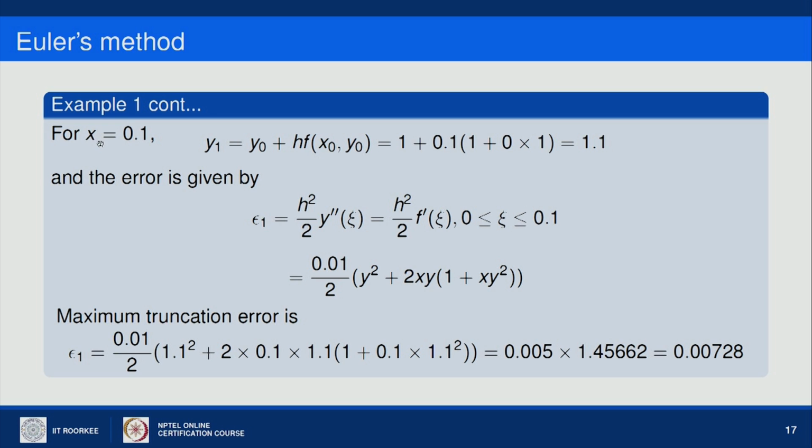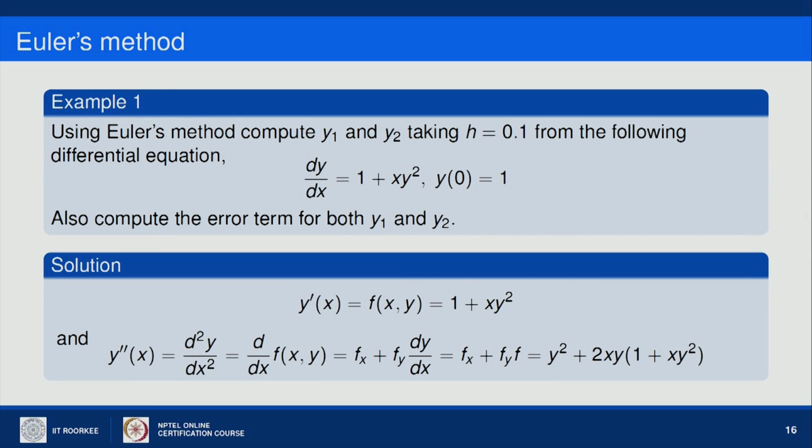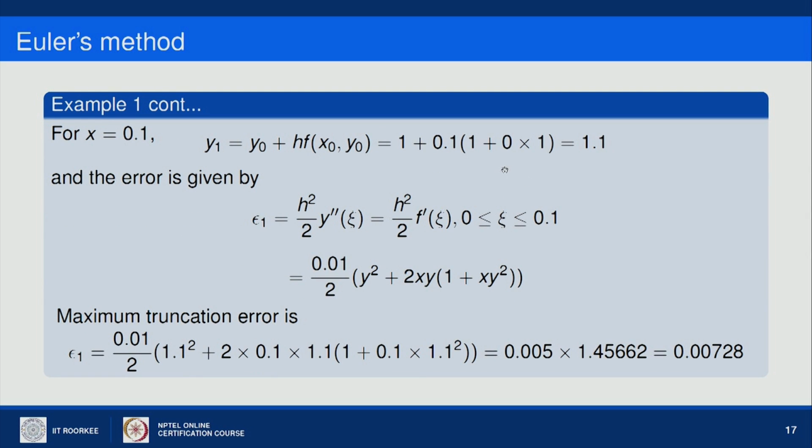So, here x is 0.1. y1 is y0 plus h times f of x0 y0 by the Euler's formula. y0 is given as 1, h is 0.1 and f of x y is 1 plus x y square. So, it will become 1 plus x naught into y naught square. x naught is 0, so this term becomes 0. So, 1 plus 0.1, it is 1.1.